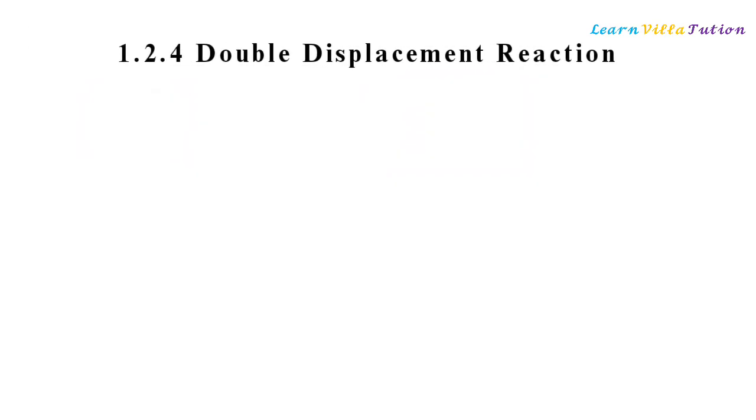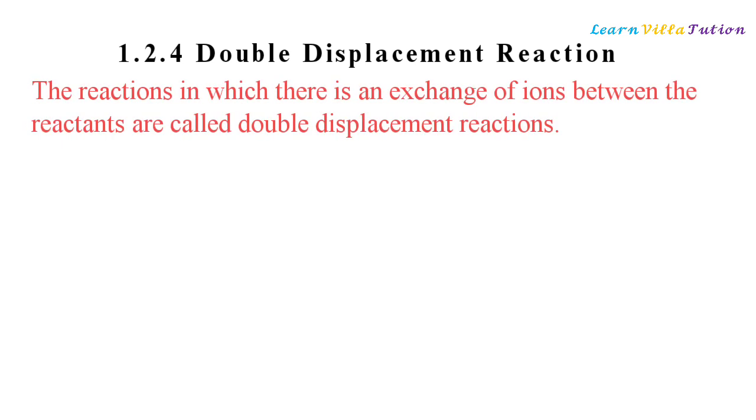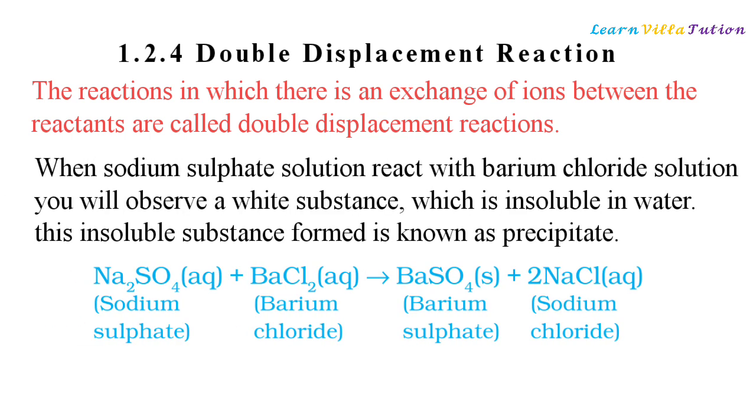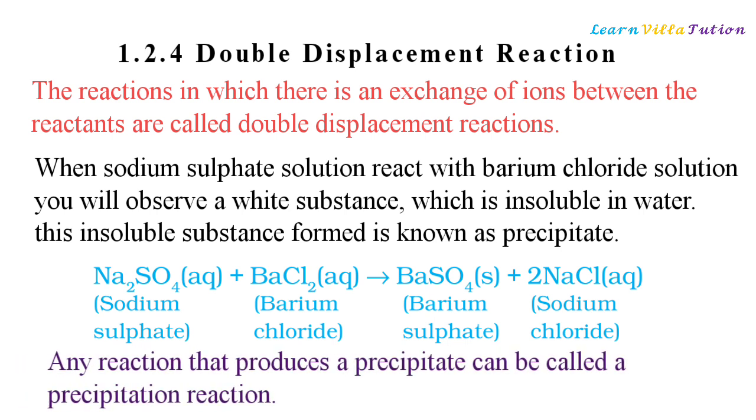Double displacement reaction. The reactions in which there is an exchange of ions between the reactants are called double displacement reactions. When sodium sulfate solution reacts with barium chloride solution, you will observe a white substance which is insoluble in water. This insoluble substance formed is known as precipitate. Any reaction that produces a precipitate can be called a precipitation reaction.